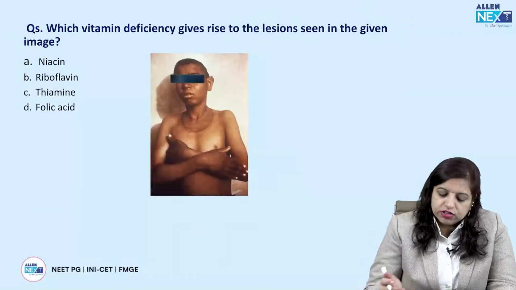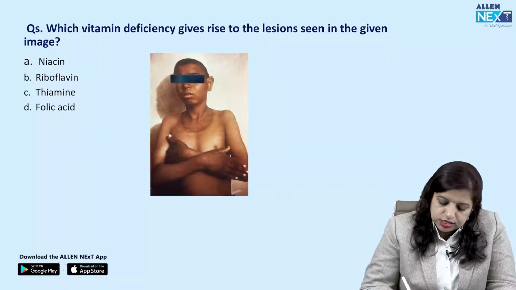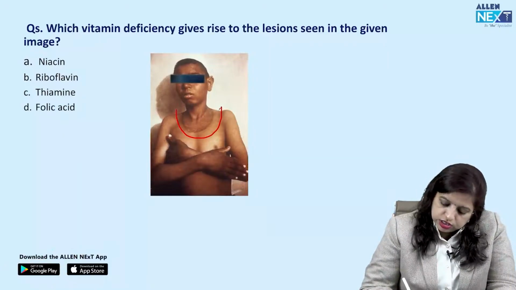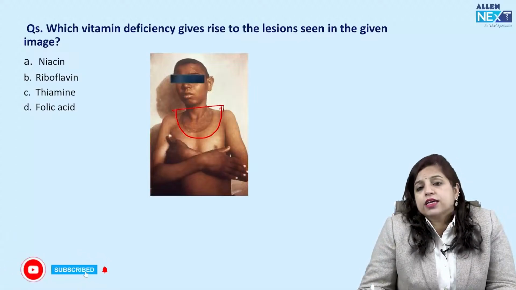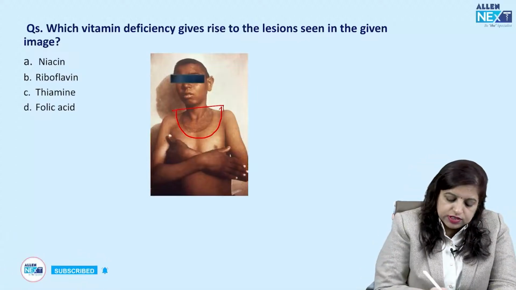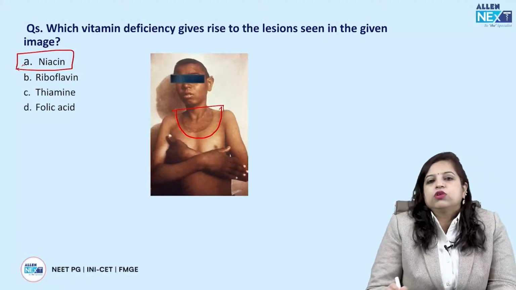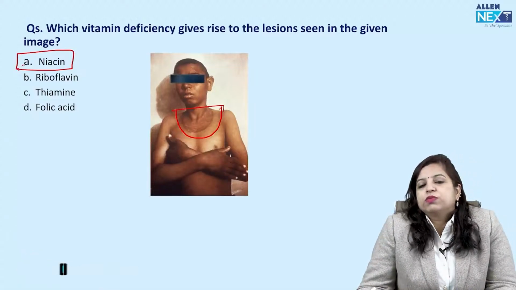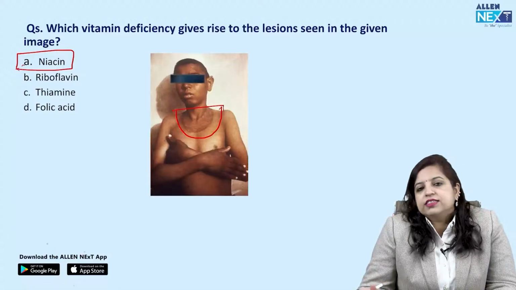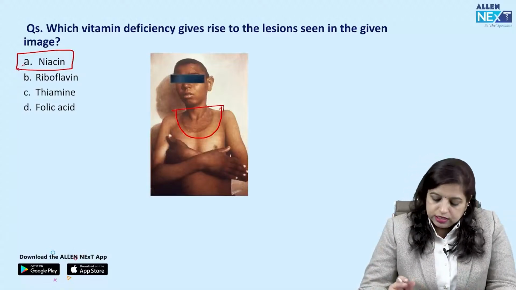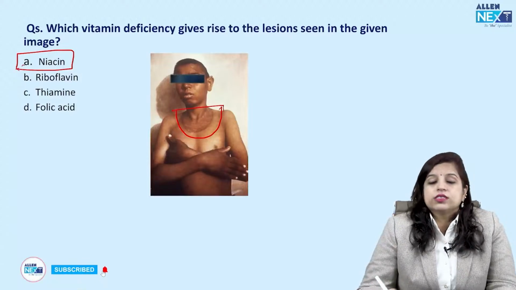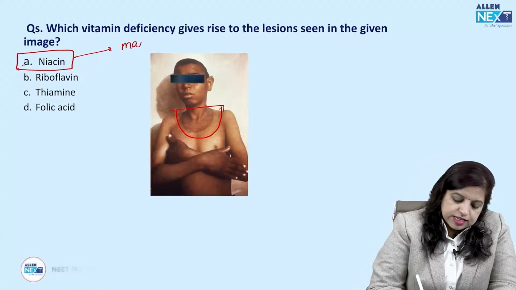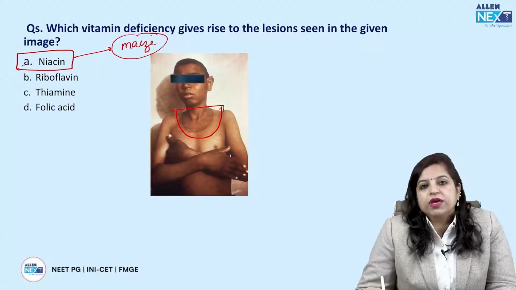Coming to the question, which vitamin deficiency gives rise to the lesion seen in the image? Can you see this lesion? Yes, very clearly. This is nothing but Casal's necklace, which is usually seen with niacin deficiency, part and parcel of the photosensitive rash because of niacin deficiency, seen in these children. And this disease is known as pellagra, right? And this is usually seen in areas where there is excessive consumption of maize, right?